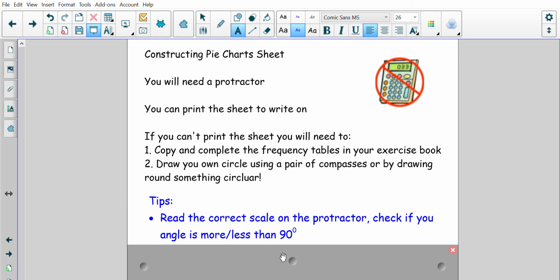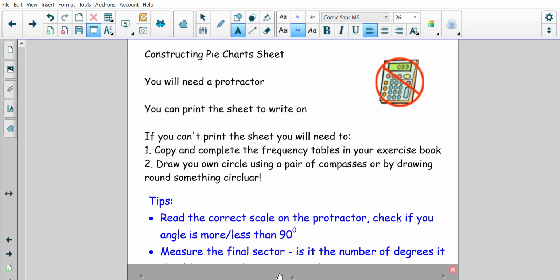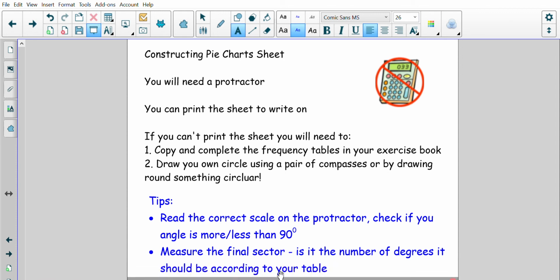Okay, read the correct scale on the protractor. If your angle in your table is less than 90 degrees, make sure that your angle on your pie chart looks less than 90 degrees. The same, if your angle in your table is more than 90, make sure it looks more than 90. And the second tip that I've just said before, when you get to the final sector, measure it. Is it the number of degrees that it should be according to your table?